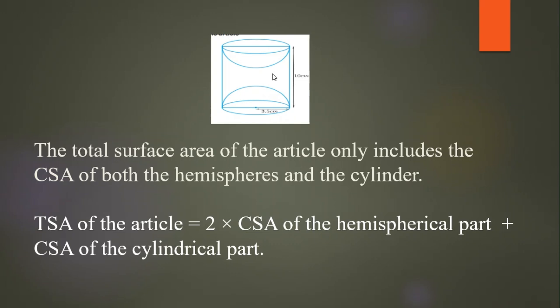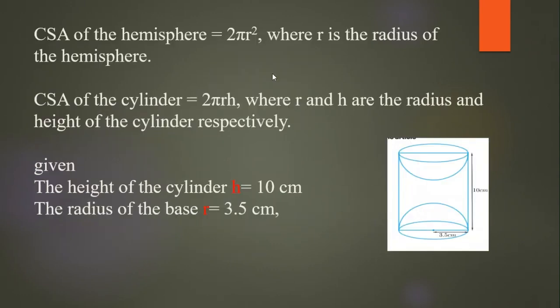Right, because we know the formulas to apply for finding the curved surface areas of the hemisphere as well as the cylinder. Curved surface area of the hemisphere is equal to 2 pi r square, where r is the radius of the hemisphere. And curved surface area of the cylinder is 2 pi r h, where r is the radius of the base of the cylinder and h is the height of the cylinder. These two things we know.